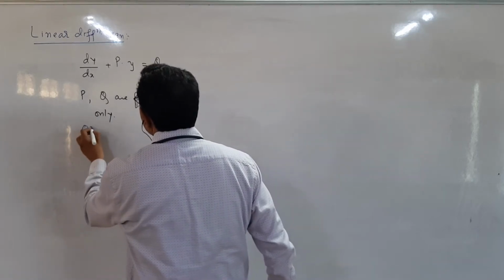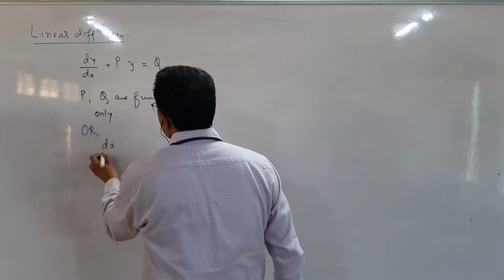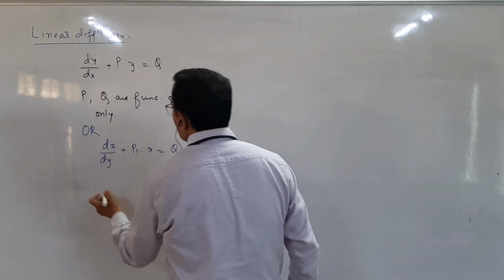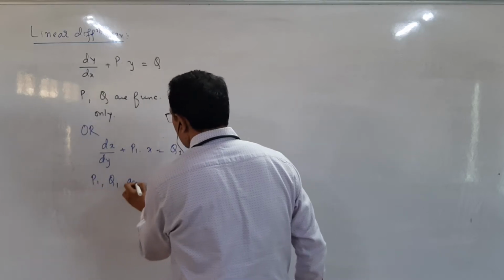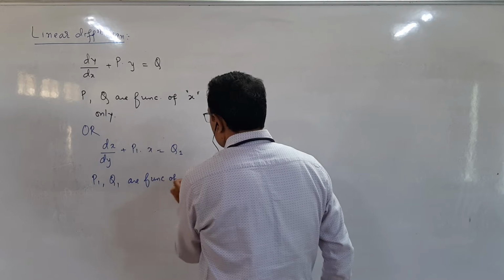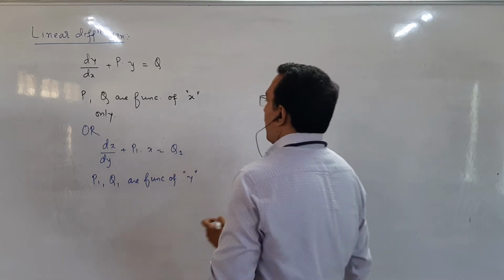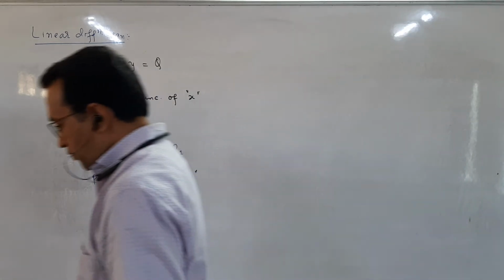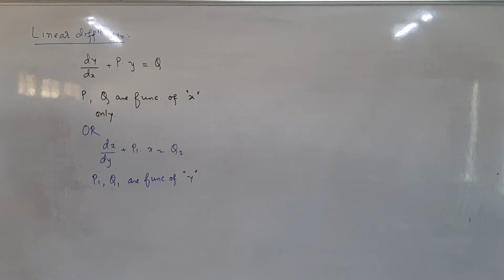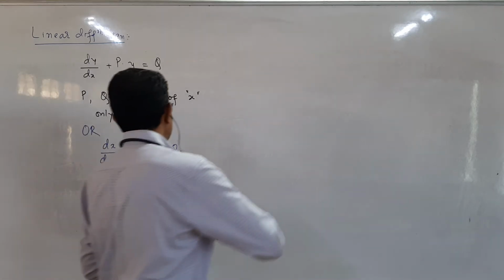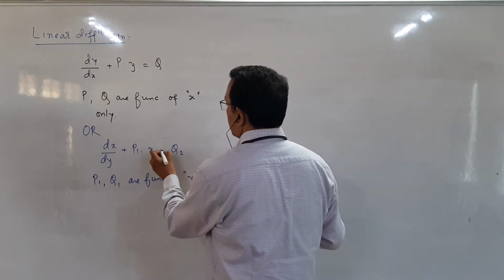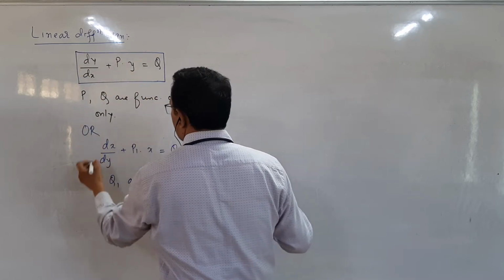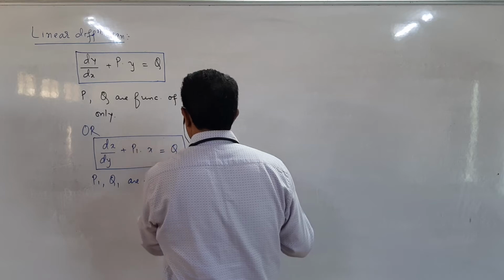This can be alternatively written as dx by dy plus p1 into x is equal to q1, where p1, q1 are functions of exclusively y. Then this is also a linear differential equation of first order and first degree. So this linear differential equation of first order and first degree has two different forms. This is the first form, and students, this is the second form.